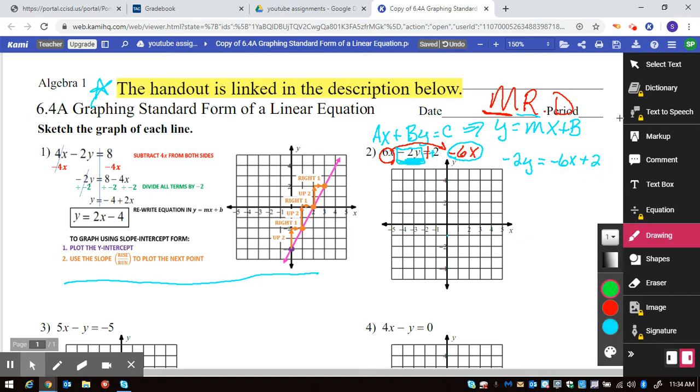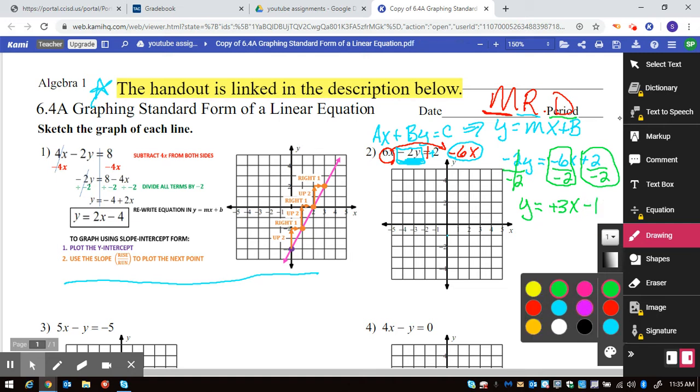After that, the D stands for divide. You want to divide by whatever coefficient is with the y. So in this case, it's negative 2. Divide by negative 2 and divide by negative 2. You want to do it to absolutely everything. Negative 2 divided by negative 2 is 1y, or just y. A negative 6 divided by negative 2 is a positive 3. Don't forget the x. And positive 2 divided by negative 2 is negative 1.